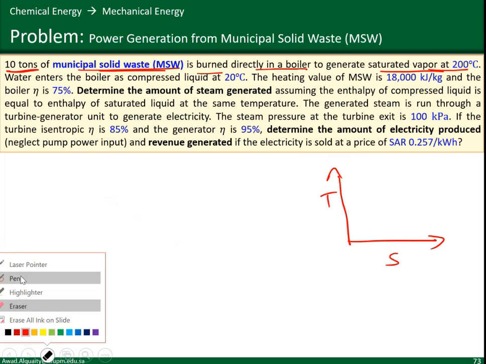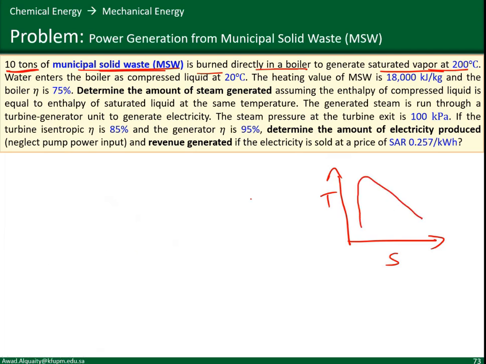So we have the TS diagram here, and we're looking for the boiler exit to be saturated vapor at 200 degrees Celsius. So let's say this is the boiler exit, and let's call this state 2. It's saturated vapor and it's at 200 degrees Celsius. Two properties, so you can define the state. Now, water enters the boiler as a compressed liquid at 20 degrees Celsius. So we can simply draw the TS diagram. It's going to look something like this. It's a constant pressure heat addition.